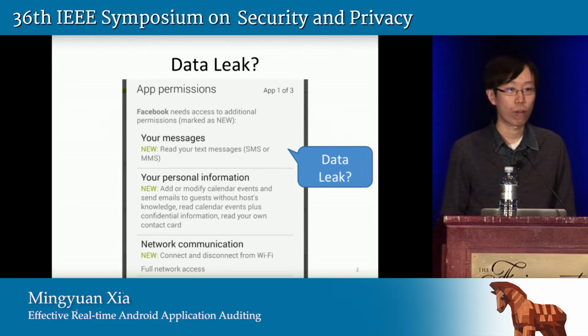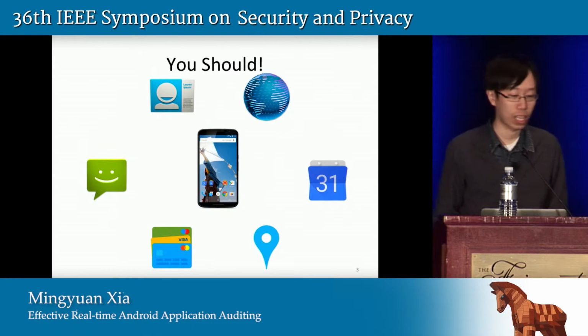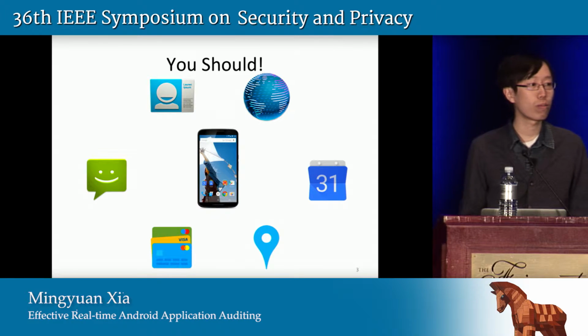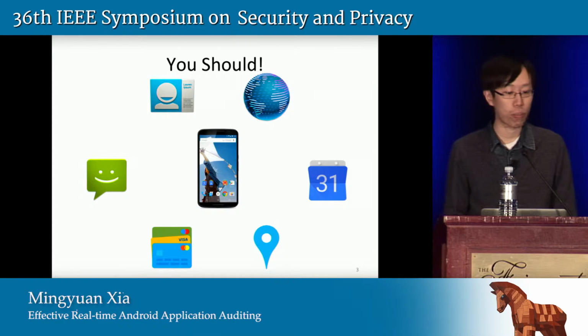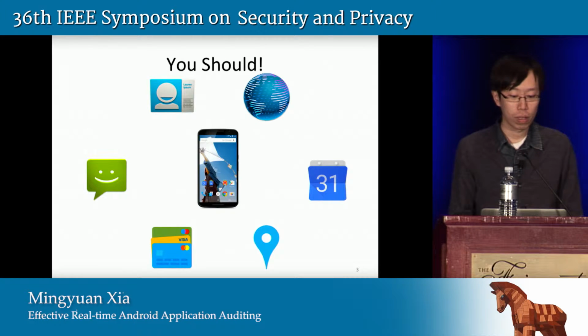If you haven't, you should, starting today, because nowadays a smartphone app can access all kinds of privacy-concerned data: your text messages, your contacts, your payment information, location, your schedule, and your browsing history.